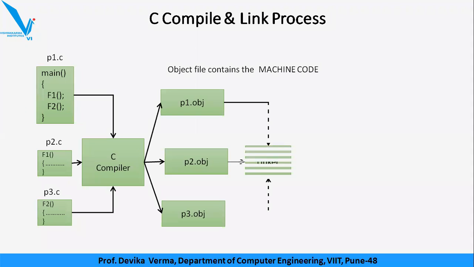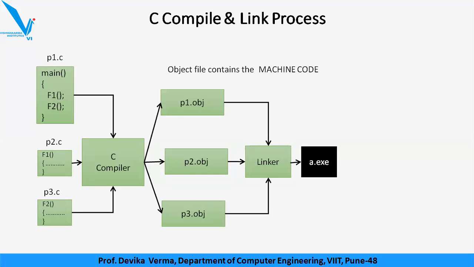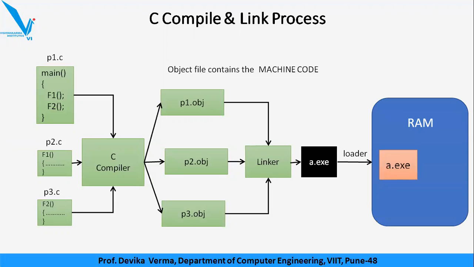Now all these three separate files are passed to the linker, and then the linker creates one exe file. It links all the three files together, and then it will create one executable file, a.exe or a.out in a Linux system, and then this exe file is loaded in the RAM with the help of a loader, and then it is executed.